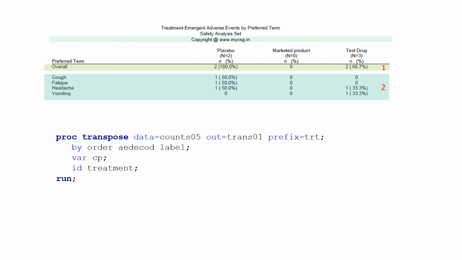That completes a brief description of the layout and programming flow of the routinely programmed adverse events by preferred term table.